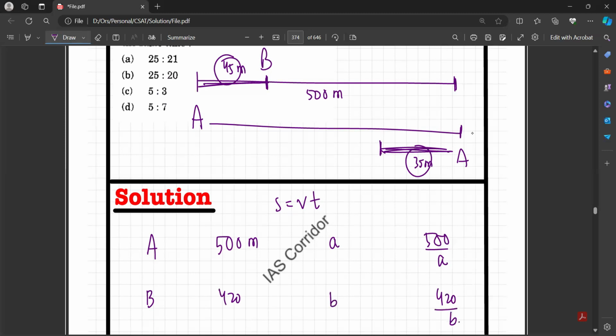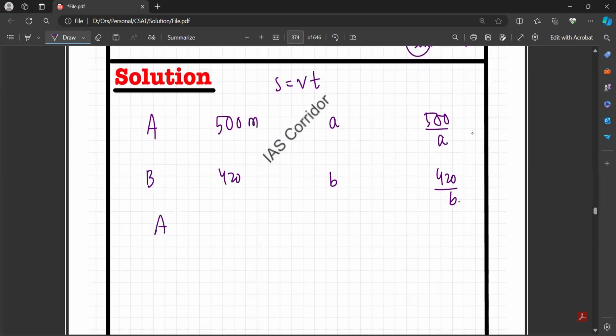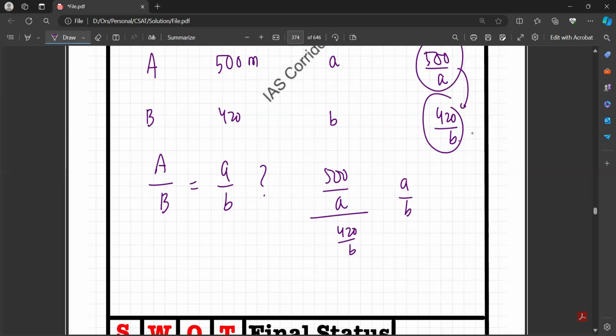It has asked what the speed ratio is, the ratio of the speed of A to B. So A is to B, that is the same as A by B. How to find it? 500 by A is to 420 by B. What will A by B be? Because these two are the same. Why? Because these two are timings. Yes or no? So 500 by A is equal to 420 by B.